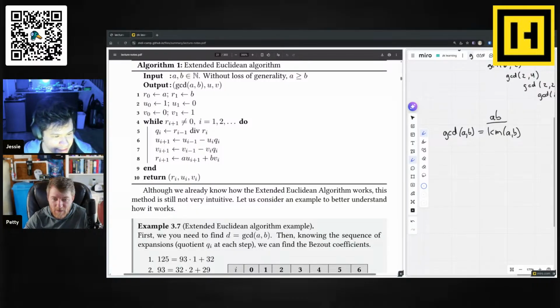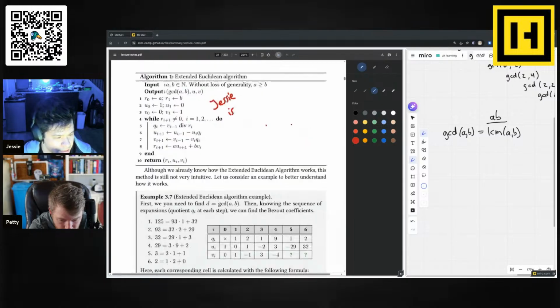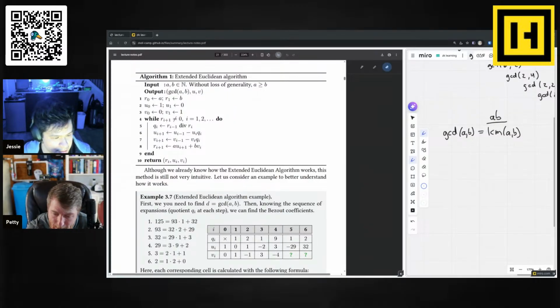Okay, algorithm 1, extended Euclidean algorithm. Input A and B, parameterized by A and B, natural numbers, without loss of generality A is greater than or equal to B. Output: GCD of A and B is the first output, U and V are the second and third. R sub 0 is A. R sub 1 is B. U sub 0 is 1, U sub 1 is 0. V sub 0 is 0, V sub 1 is 1. While R sub i plus 1 is not equal to 0, i goes from 1 to 2.